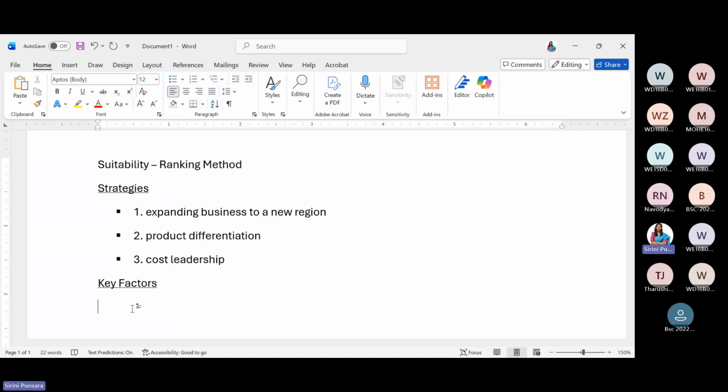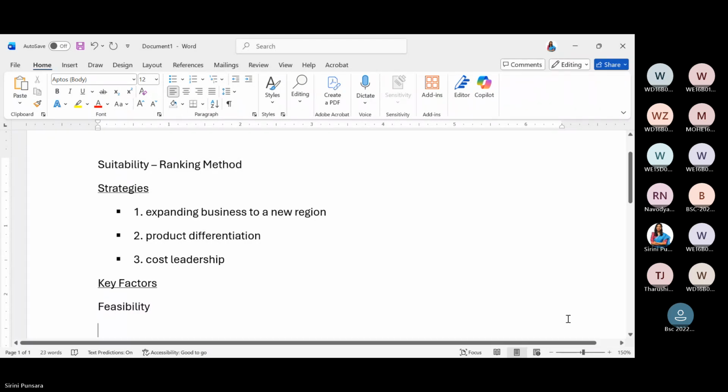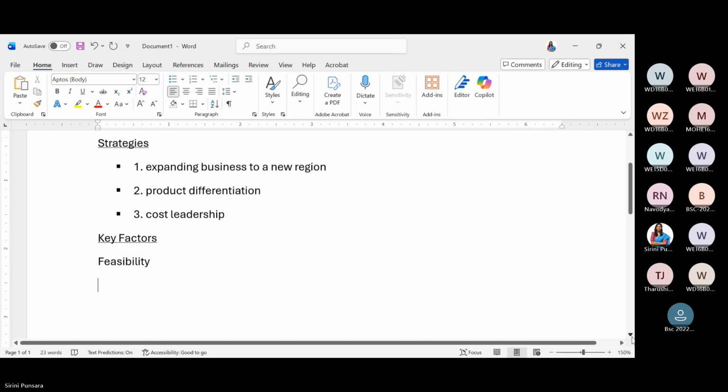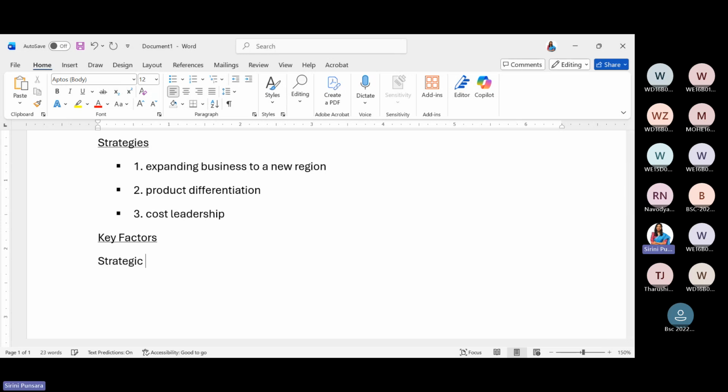We can take feasibility first. Or else, let's say the first one is strategic fitness. Strategic fitness in the sense whether these strategies are in line with company capabilities, or company strength. So that is what we will be taking. That is the first factor.